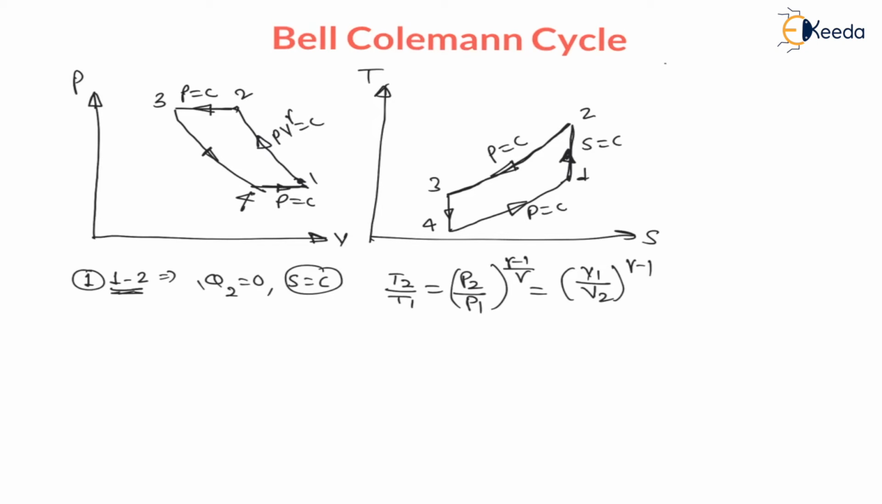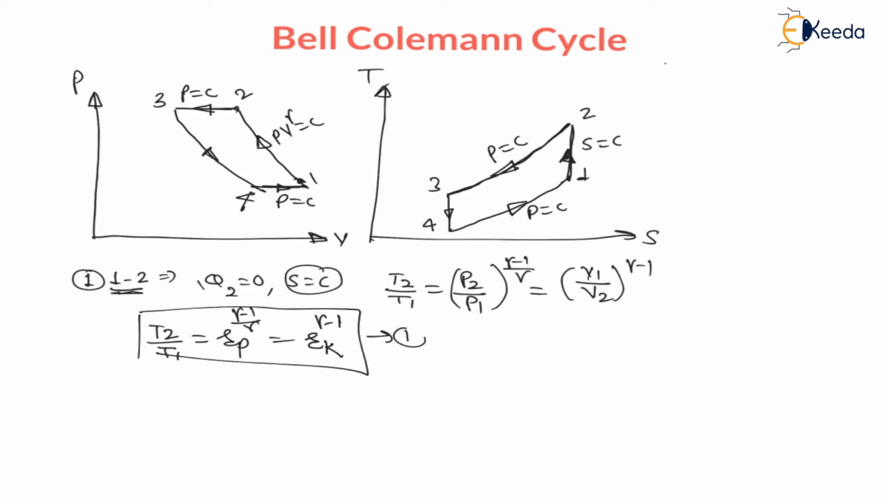Now, my dear students, this P2 divided by P1, P2 is the maximum pressure, P1 is the minimum pressure in the cycle. Therefore, P2 divided by P1 is called the pressure ratio, RP. Therefore, we can write T2 divided by T1 is equal to RP, the pressure ratio, raised to gamma minus 1 upon gamma, is equal to V1 divided by V2, which is the ratio of volumes for the compression process, called the compression ratio, RK, raised to gamma minus 1. This is the relation. Let us say this is relation number 1.